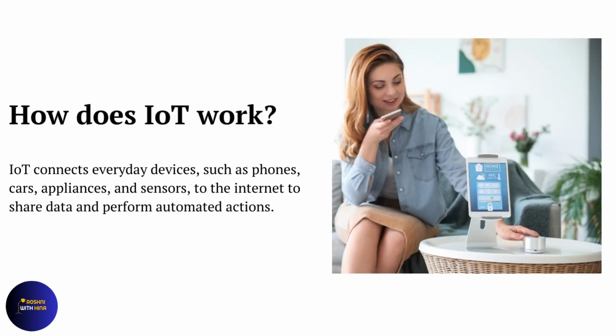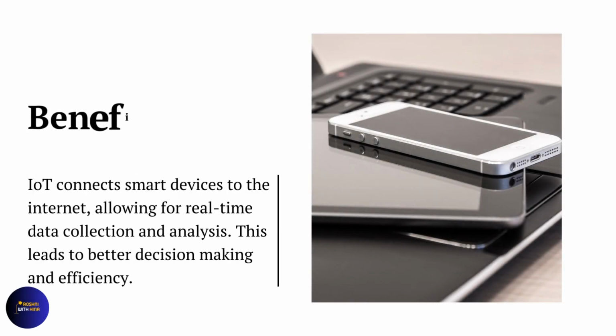How does the Internet of Things work? The Internet of Things connects everyday devices such as phones, cars, appliances, and sensors to the internet to share data and perform automated actions. Benefits of the Internet of Things.